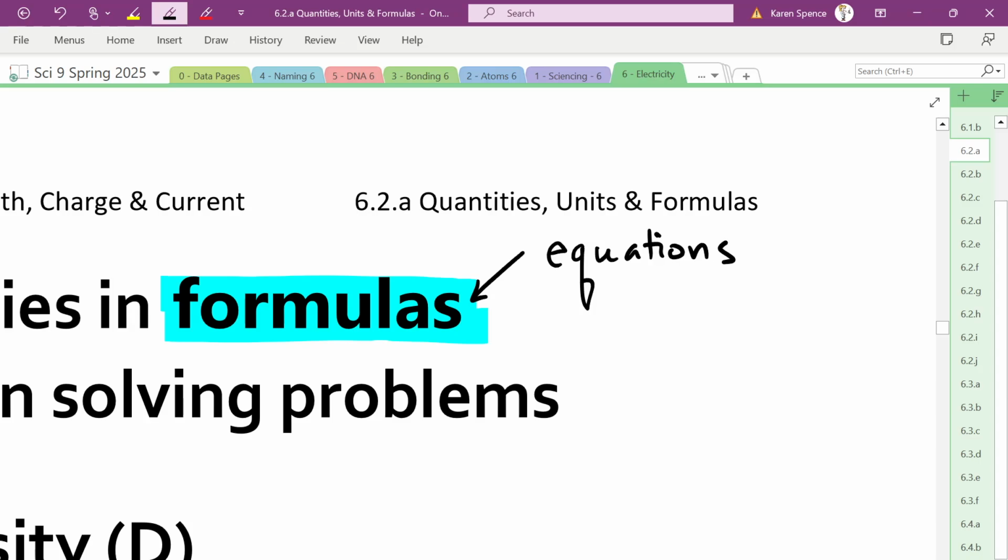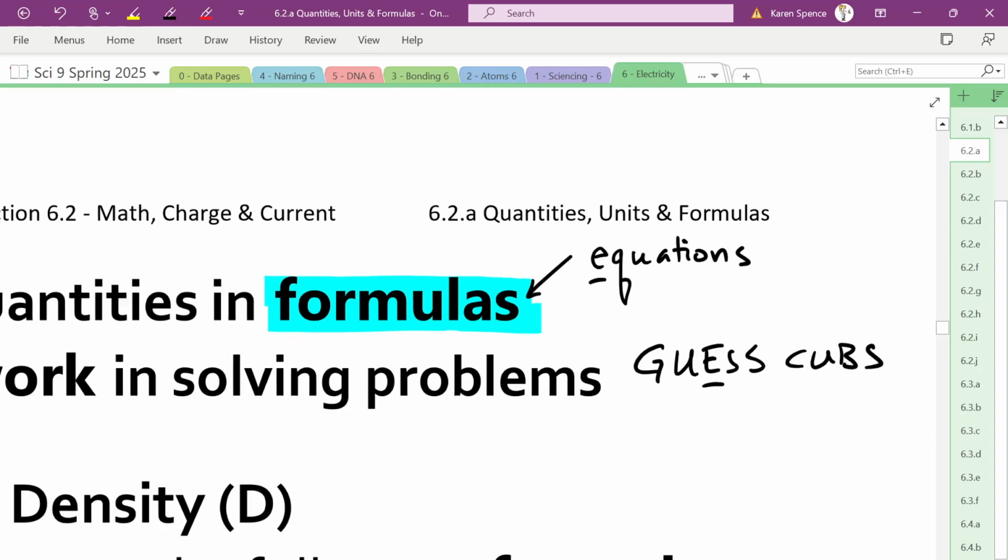And the reason I like the word equations is because it is part of the new technique that we have been learning, which starts with a G. What is it? GUESS CUBS. G-U-E-S-S, C-U-B-S, and the E is for equation.